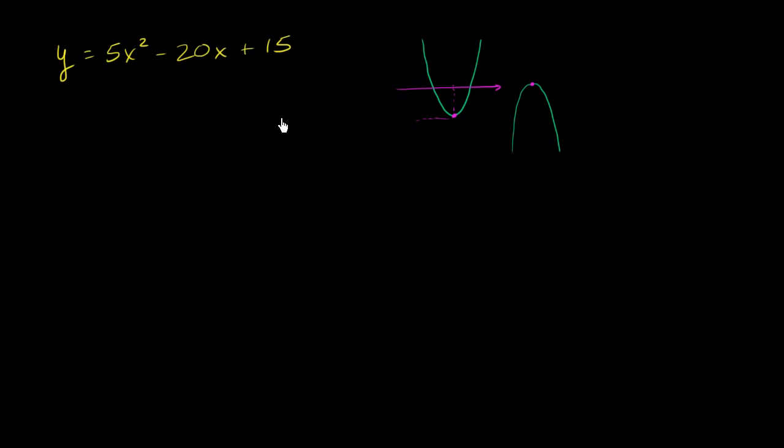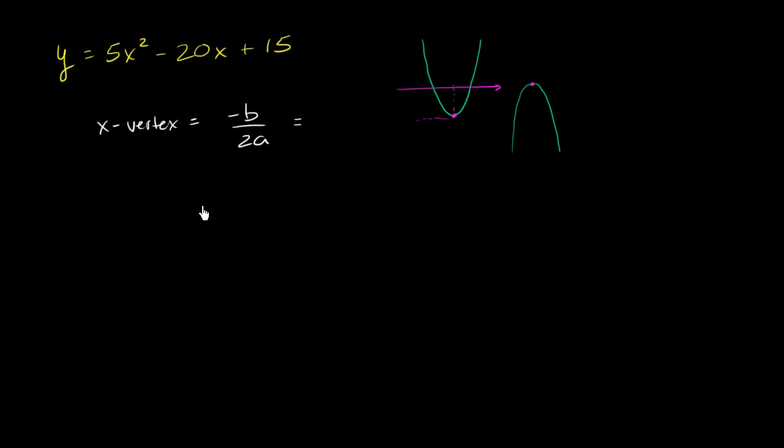Now, there's many ways to find a vertex. Probably the easiest, there's a formula for it. And we talk about where that comes from in multiple videos, where the x-coordinate of the vertex of the parabola is just equal to negative b over 2a. b is the coefficient on the first degree term, the coefficient on the x term, and a is the coefficient on the x squared term.